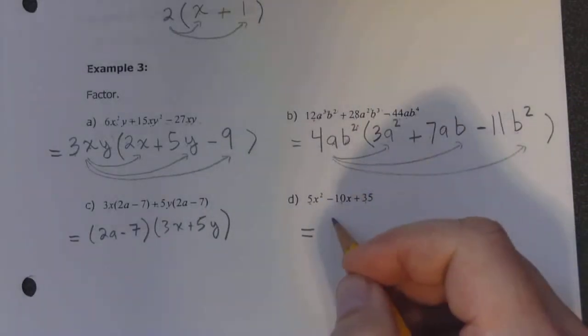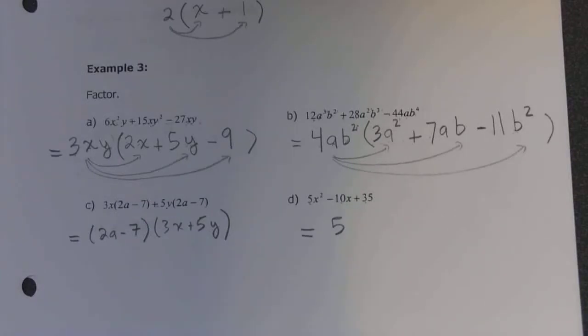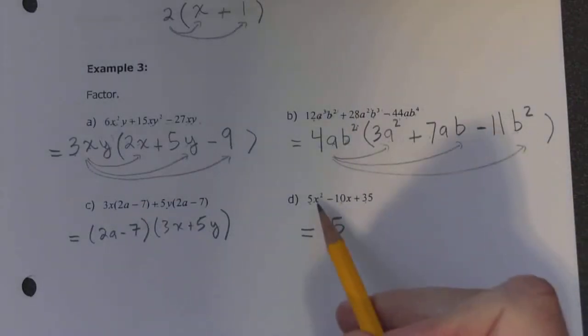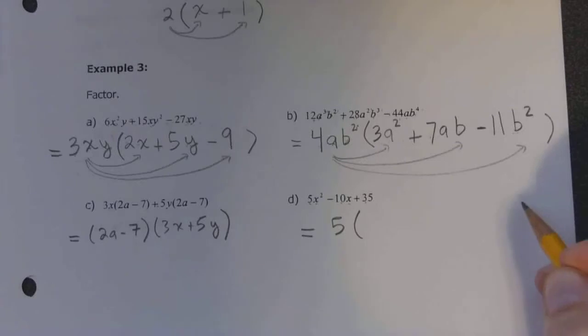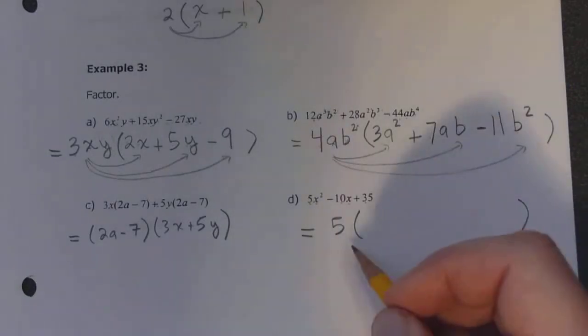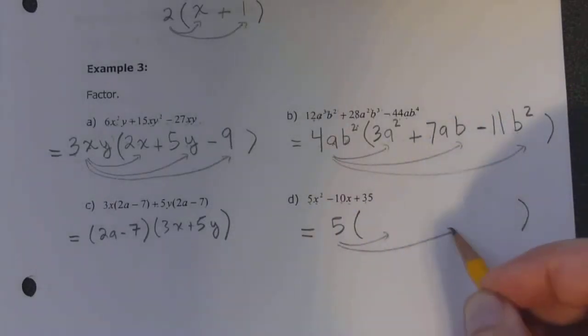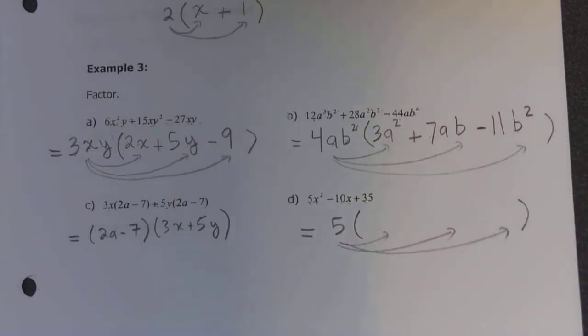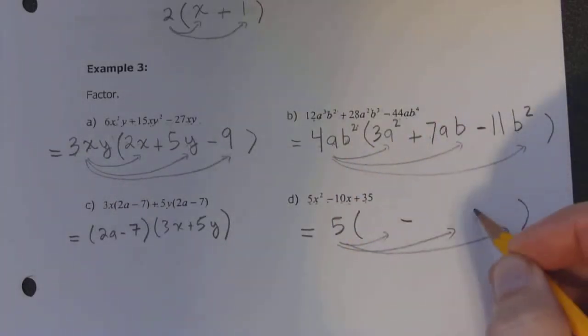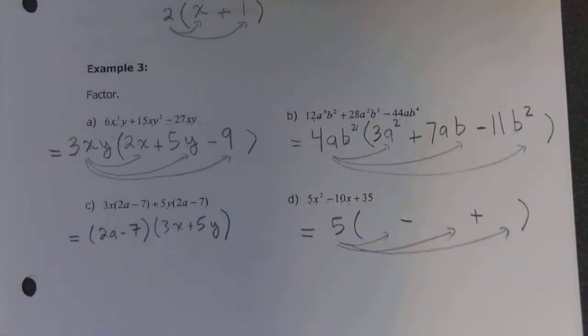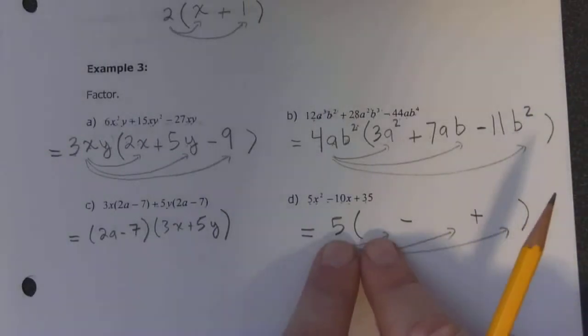Letter D, trinomial. Let's do coefficients, 5, 10, 35. I can pull out a 5. Can I pull out an x? I got x squared, x, but I got nothing here. And if I got nothing here, I can't pull an x out. So I got to make my big bracket, and I've got a trinomial in here. 1, 2, 3 terms. Okay, it's going to be a minus here. It's going to be a plus here.